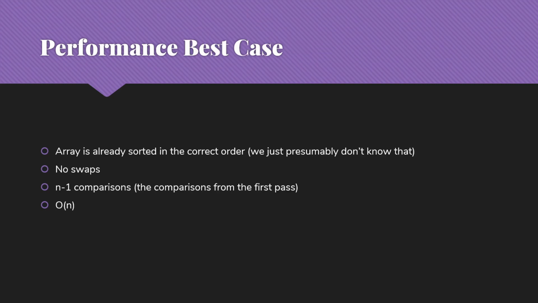Now, in the best case, and again, this only applies to improved, the array is already sorted in the correct order. We just presumably didn't know that was true, or we wouldn't be bothering to run the algorithm at all. So in that case, of course, we're going to have no swaps with either algorithm. With our improved version, we're going to do n minus 1 comparisons, that comparisons from that first pass, which we'll discover no swaps were needed, and stop the algorithm. So that's a big O of n.